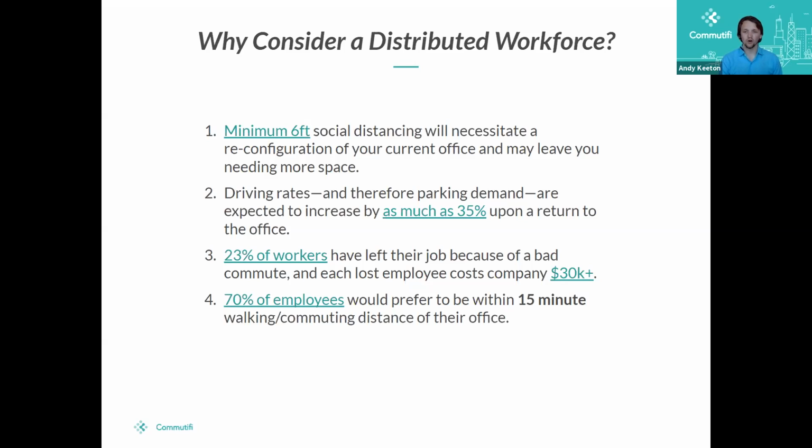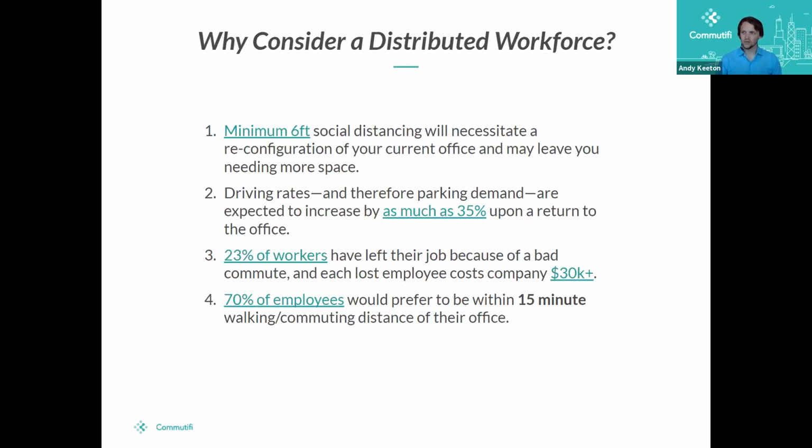And pre-COVID, we've seen that almost a quarter of workers have left their job because of a bad commute. And with each employee turnover that you have, that's going to cost you about 33% of your employee salary. So these are big potential cost problems as well for the company. And finally, with COVID and everyone having been home for a while and having that 0-minute commute, a recent study has shown that 70% of employees would prefer to be within 15 minutes, ideally walking or biking, of their office. They're not quite excited to get back to that 60-minute commute they had pre-COVID.